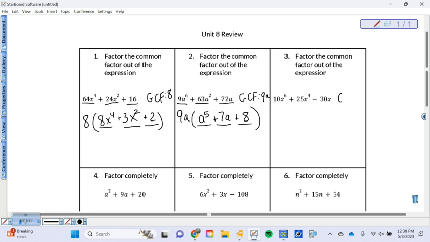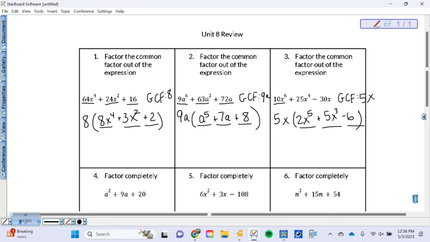Number 3, what's my greatest common factor? 5x. Take 5x out. What am I left with? 2x to the 5th. 5x times what gives me 25x to the 4th? Perfect. 5x times what gives me negative 30x? Negative 6, exactly. Right?